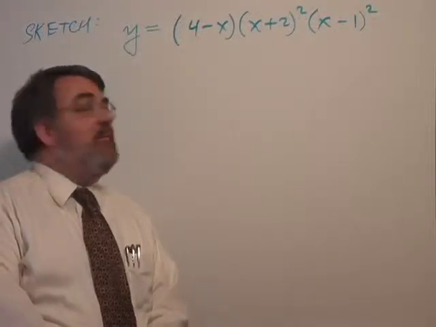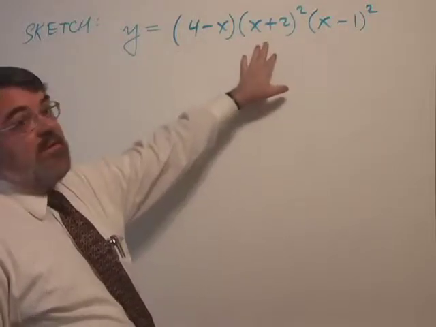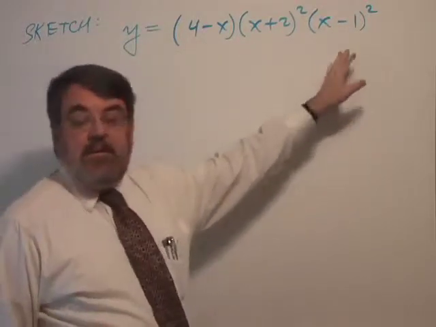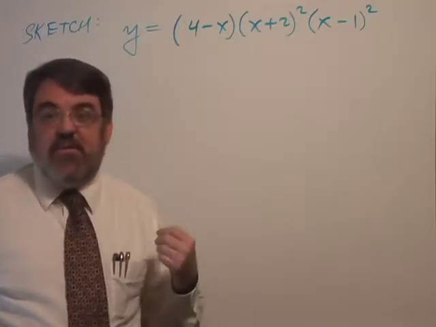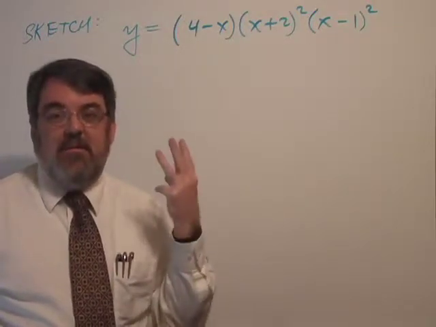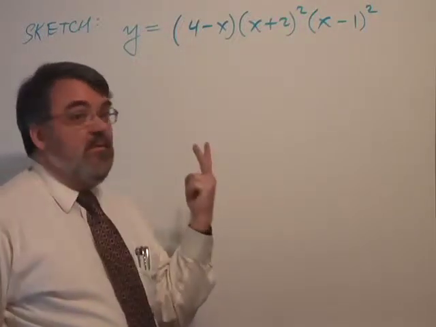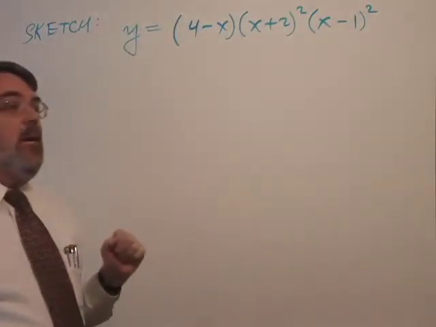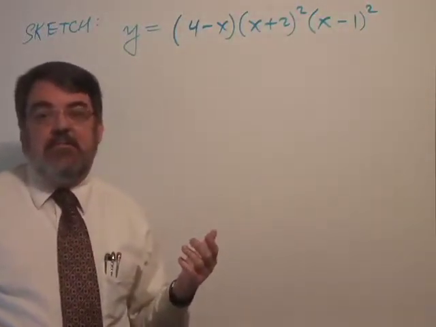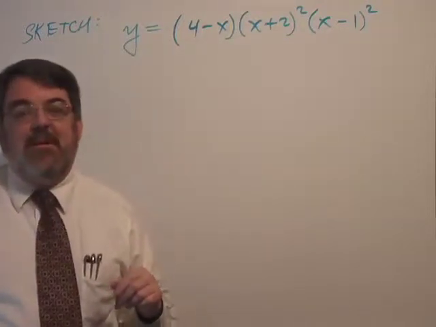Here's the next example. Sketch y equals 4 minus x times x plus 2 quantity squared times x minus 1 quantity squared. So how many roots does it have? It has 3 roots. How many are repeated? 2 of them are repeated twice because of the second degree. What degree polynomial is it? It's going to be a 5th degree polynomial.